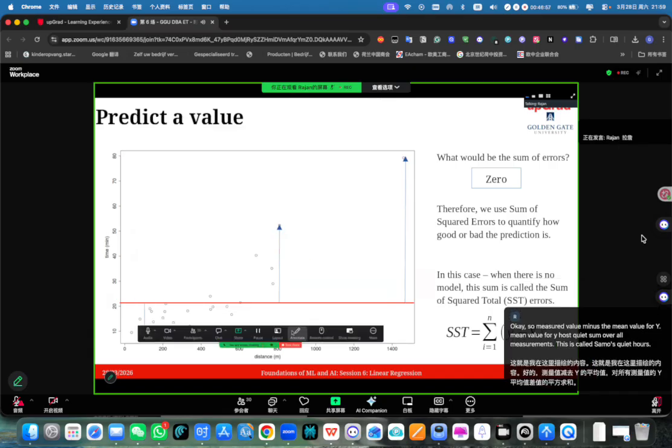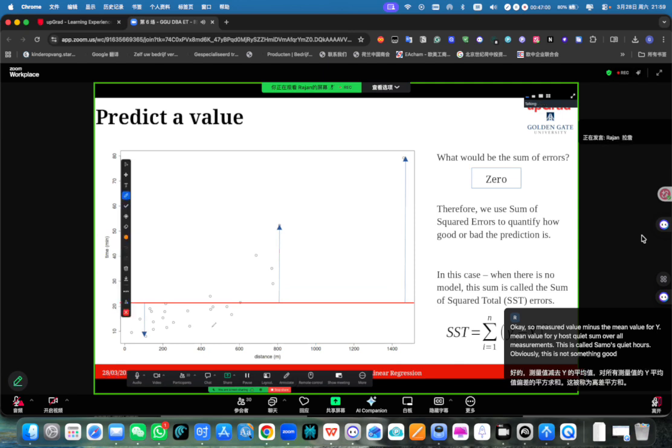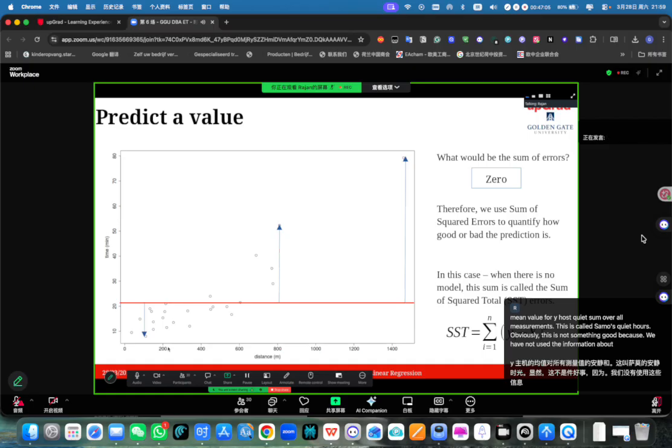Obviously, this is not something good because we have not used the information about the independent variable. If we use the information about the independent variable, what happens? That's the next question. And before that, we need to ask another question. We can use this independent variable only if there is evidence that these two variables are related. Right? If these two variables are not related, then you may not even be able to build a model.